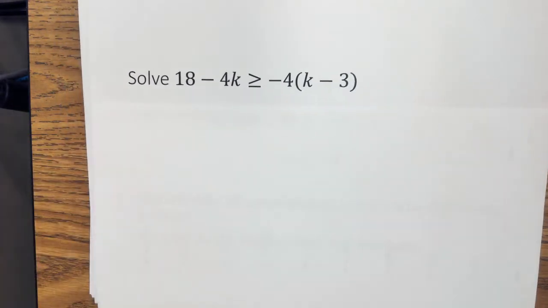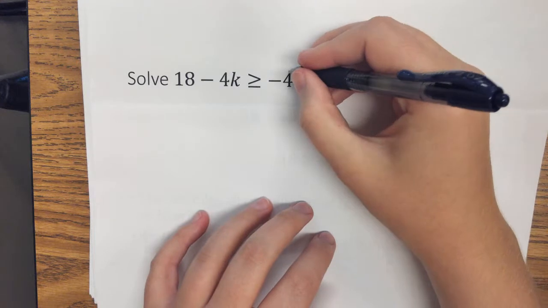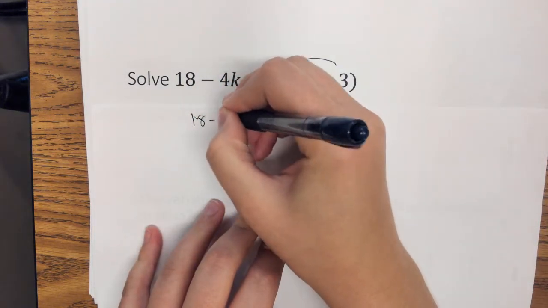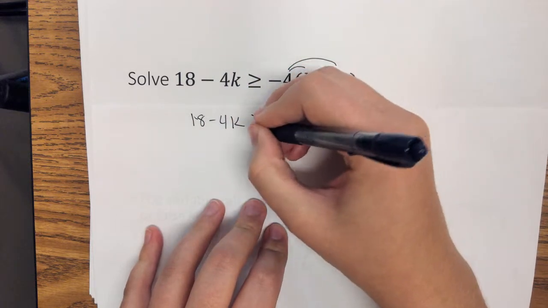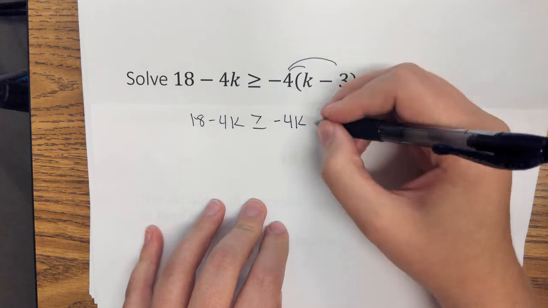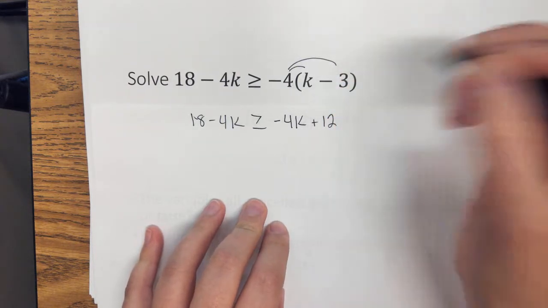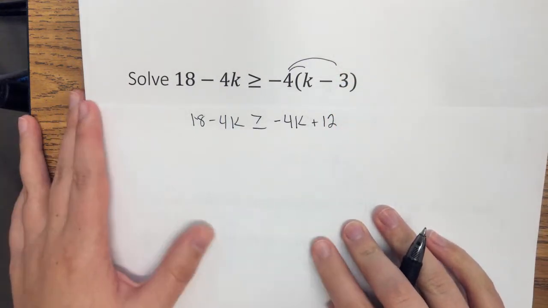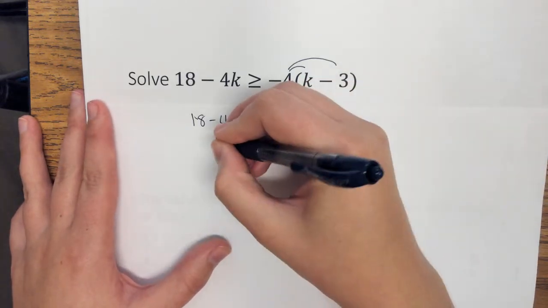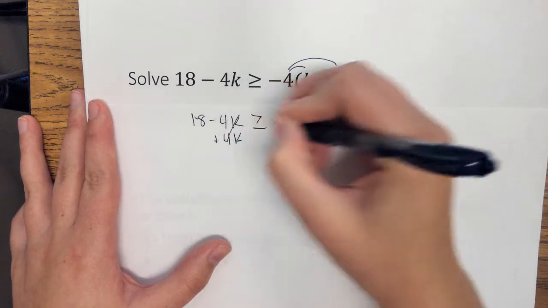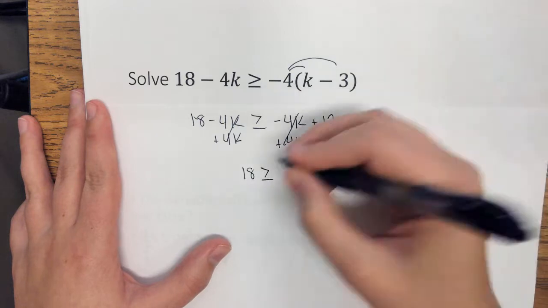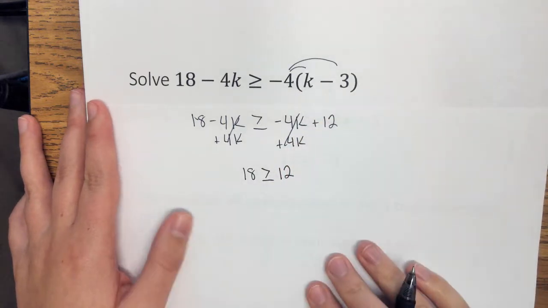Alright, so we start the same way, solve it like it's an equation. I want to distribute this negative 4 first. So left side is still the same. Negative 4 times k is negative 4k. Negative 4 times negative 3 is a plus 12. Now here's what's weird about this one. When I go to put all the k's on one side, when I add 4k, that actually cancels out on both sides. So I get 18 is greater than or equal to 12.